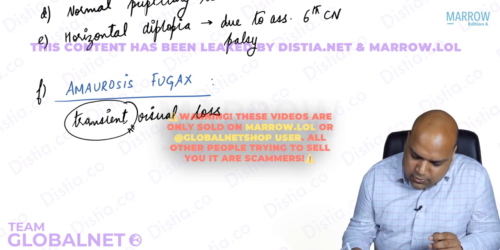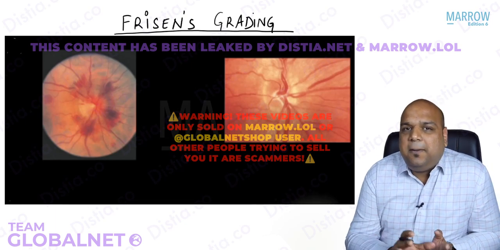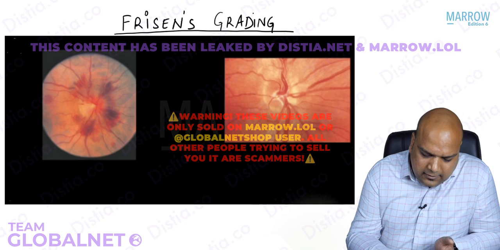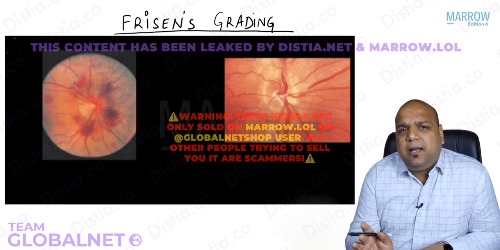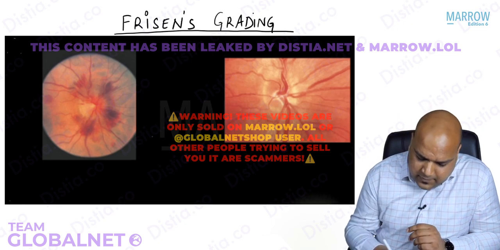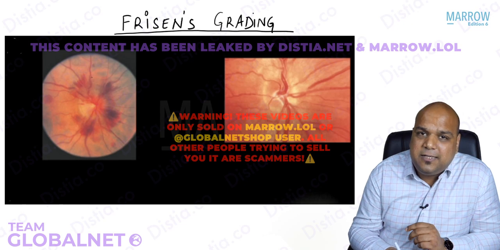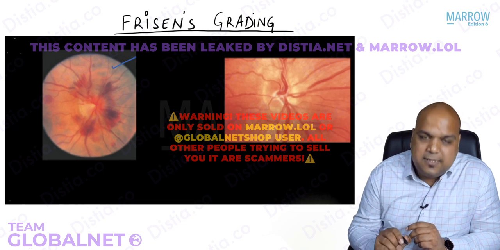Lastly, I'm going to show you some photographs, everybody. This is called Frisén's grading scale for papilledema. Okay. Rather than going in depth into the grading, everybody, I don't think anybody is going to ask you that. I will explain the images here. What do you see in this image, everybody? We see a lot of hemorrhages, everybody, splinter hemorrhages. Okay, a sign, a vascular sign, everybody.